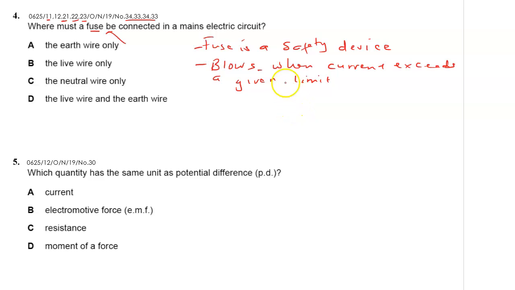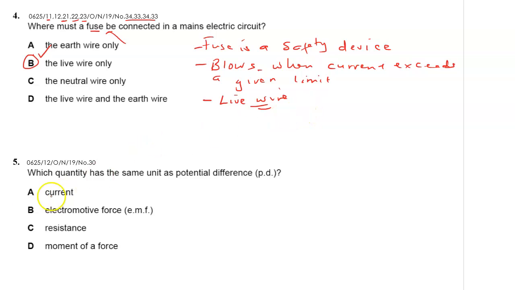So where should it be? A fuse should only be on the live wire. So you look at that. The earth wire, no. The live wire only. That is correct. It should not be on the earth wire or neutral, or the live wire and earth wire. No, it should only be on the live wire, because the live wire is the one which carries current. So when the current surges, it will pass through the live wire through the fuse, and the fuse will do its job.